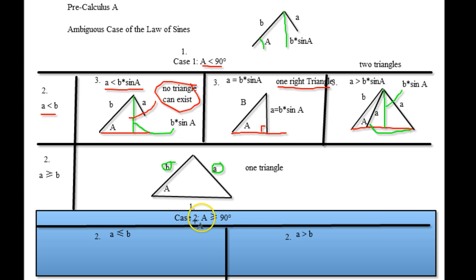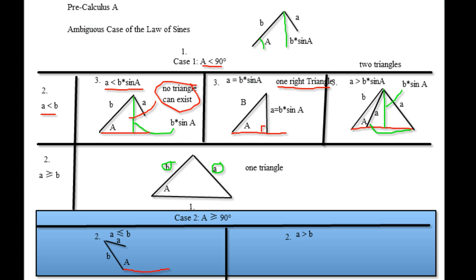Okay, now case 2. What if angle A is greater than 90 degrees? Now if A is less than B, I'm going to be very tricky in how I draw this. So B, this is side A. Let's get red. The triangle should be completed somewhere down here because angle A is going to be right here.